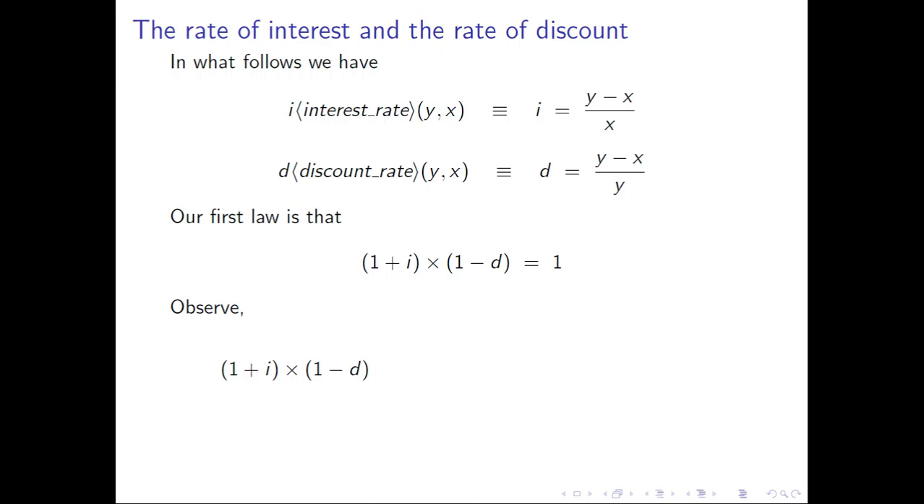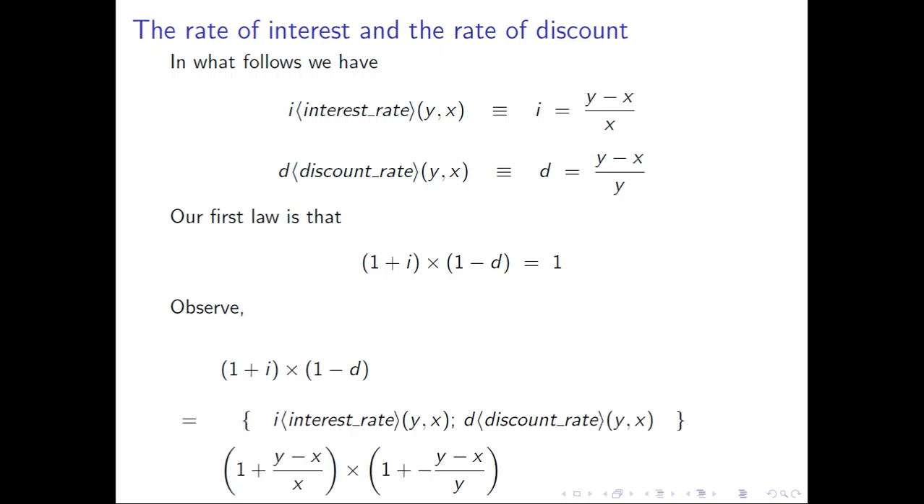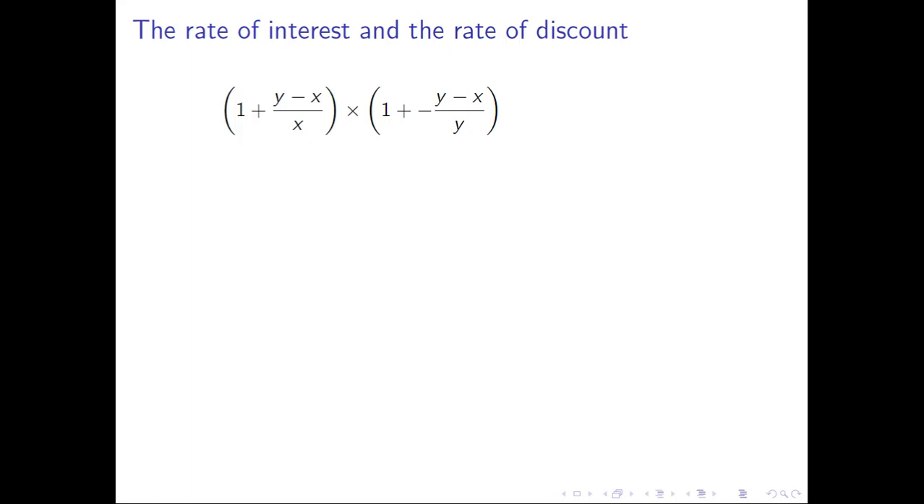We'll start off with 1 plus I times 1 minus d. Now, remembering the properties of the interest rate and the discount rate, we can rewrite these expressions as 1 plus (y minus x) over x, times 1 minus (y minus x) over y. Now the rest of it is just arithmetic, or basic algebra if you like. A very useful formula is that 1 plus a over b is equal to (a plus b) over b. I recommend you remember that one, because this kind of expression tends to come up again and again, and it turns out quite useful to memorize as a shorthand.